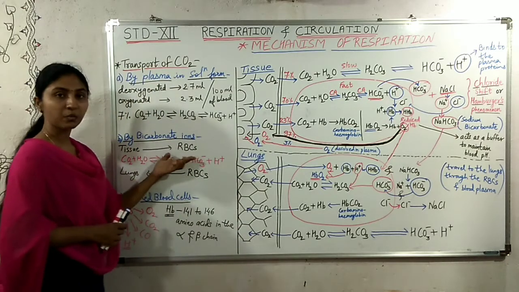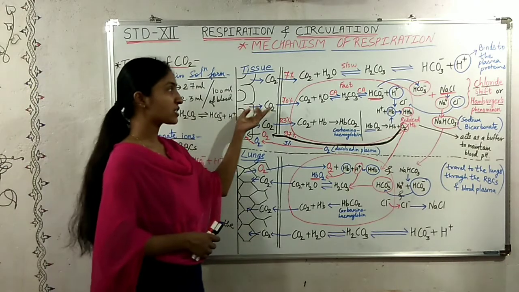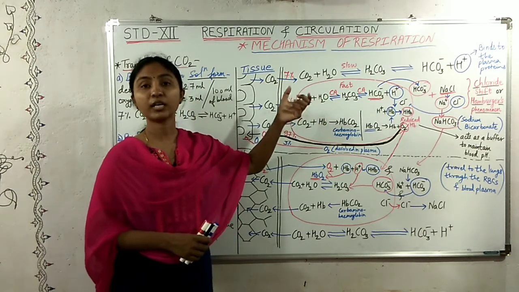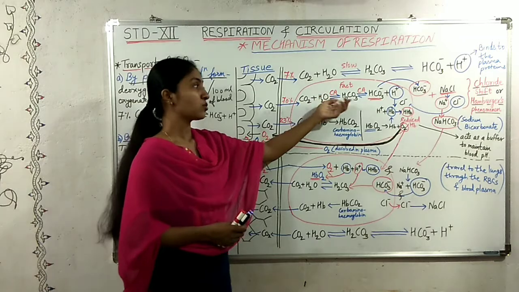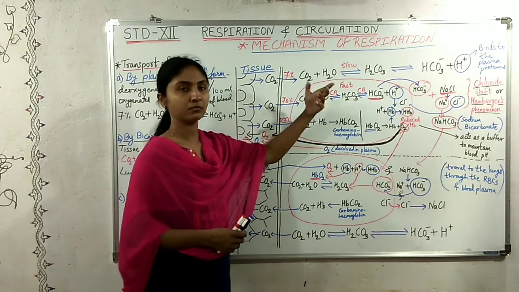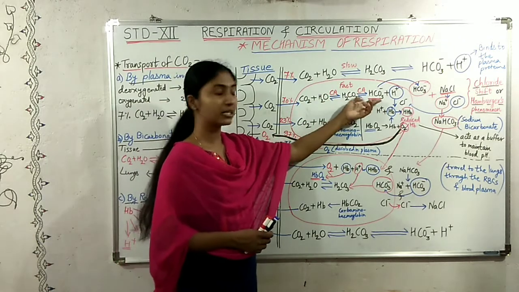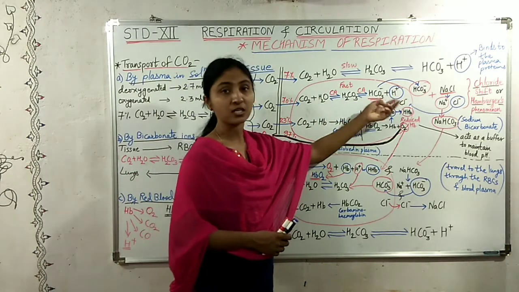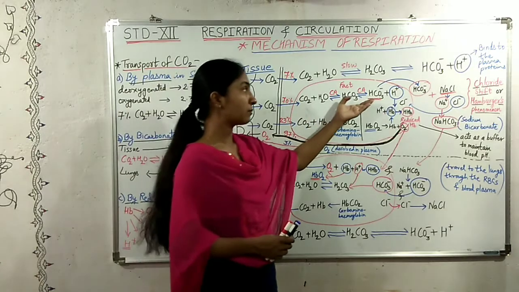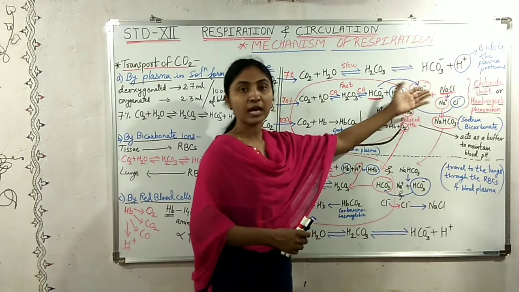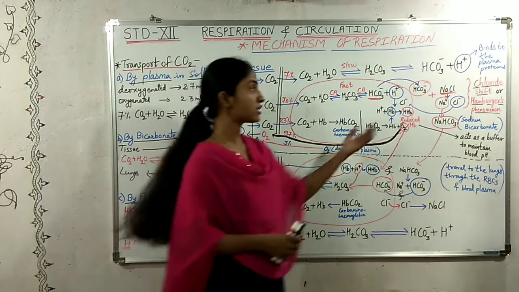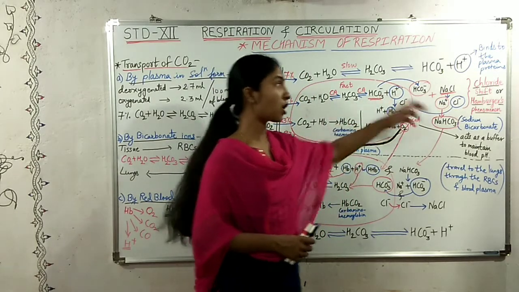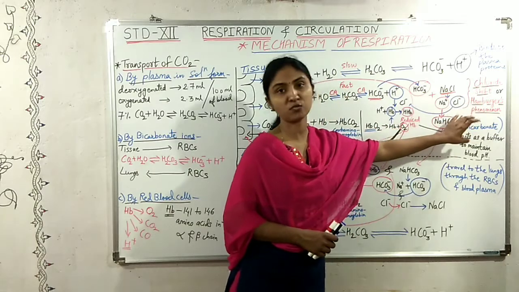In the form of bicarbonate ions, what happens? The carbon dioxide is dissolved with water in the presence of carbonic anhydrase enzyme to form carbonic acid. This carbonic acid is unstable, so it splits up into bicarbonate ions and hydrogen ions. Here in the RBCs, the bicarbonate ions are given out, and to maintain the concentration of ions, chloride ions are taken in. As the chloride ions are taken in, this is called the chloride shift or Hamburger's phenomenon.